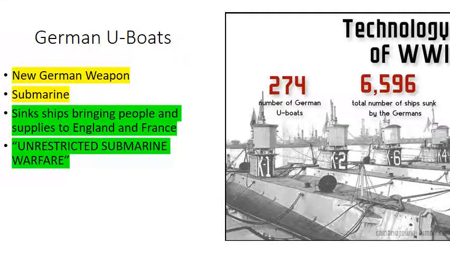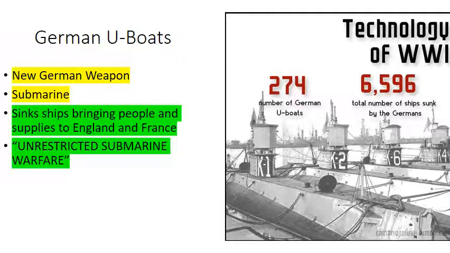German U-boats, part of the new technology of World War I. They built over 250 of these U-boats, and they were highly effective at sinking merchant ships. And the Germans felt, since England is on an island, they could surround England with U-boats and prevent it from getting supplies. They could starve out England and France. So they're going to use unrestricted submarine warfare, where the submarines could sink any type of Allied ship.